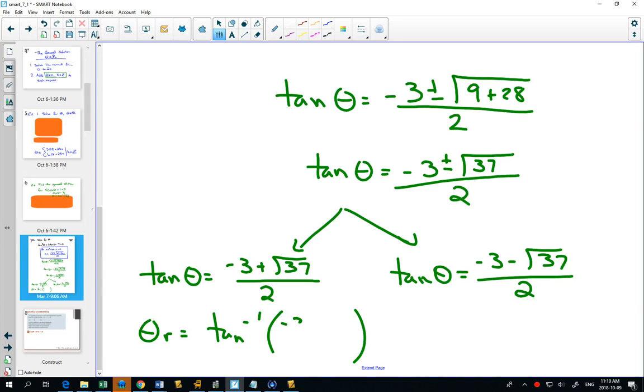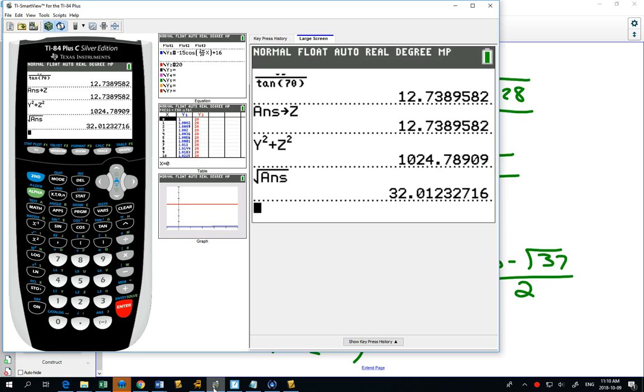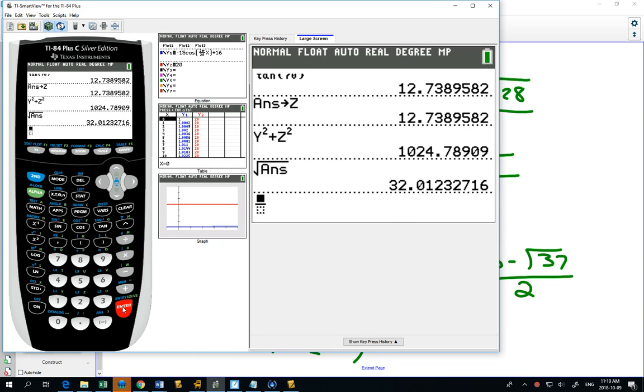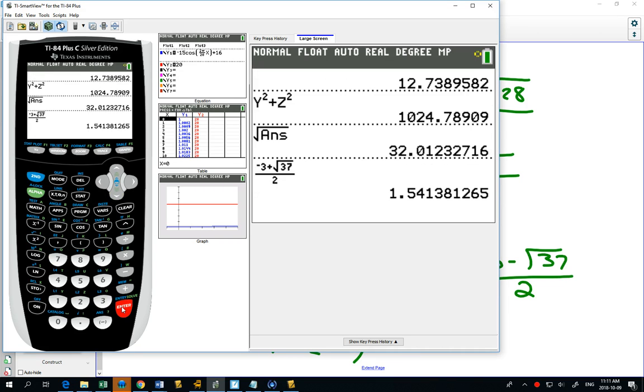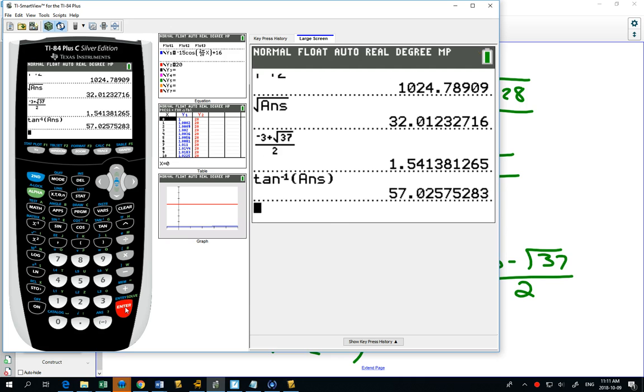So in this case, what you might do is type in negative 3 plus the square root of 37 all over 2 just to check, is that positive or is that negative? In this case, it's positive. So if I want to find my reference angle, I can go tan inverse of that answer. And I find my reference angle. I'm in degrees.